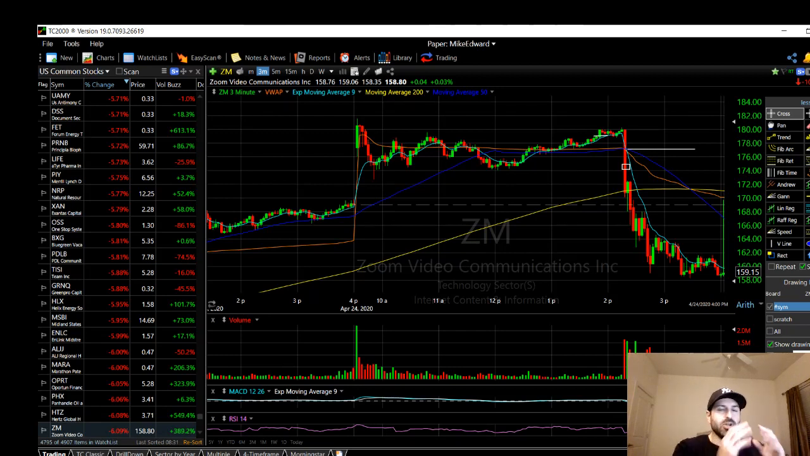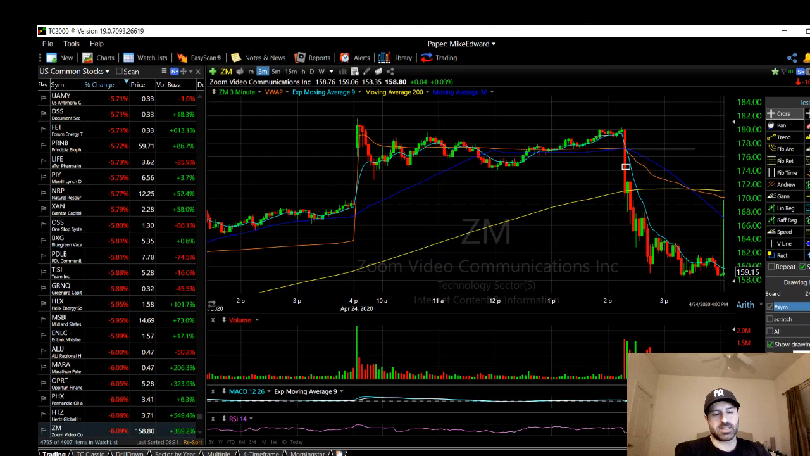There are two different types of credit spreads. There's a credit put spread and a credit call spread. The credit put spread is a bullish trade. The credit call spread is a bearish trade. So if you think a stock's going to go up, you're going to place a credit put spread. To place a credit put spread, what you would do is sell a higher strike put and buy a lower strike put.